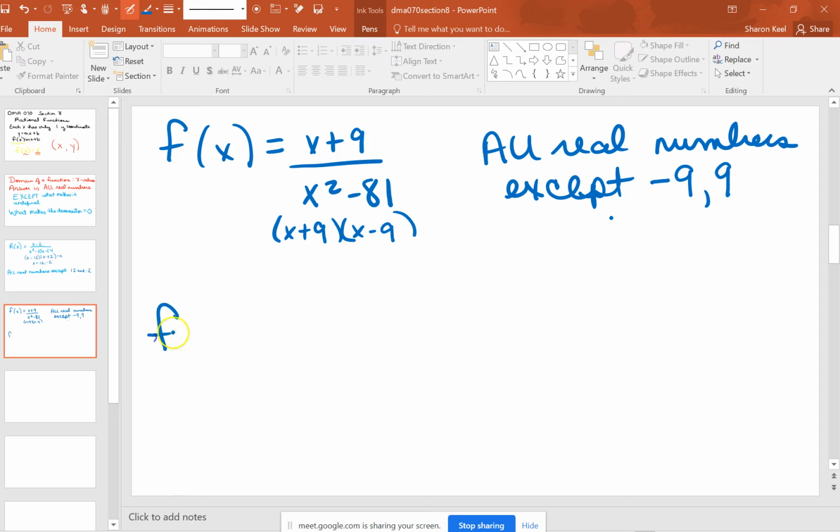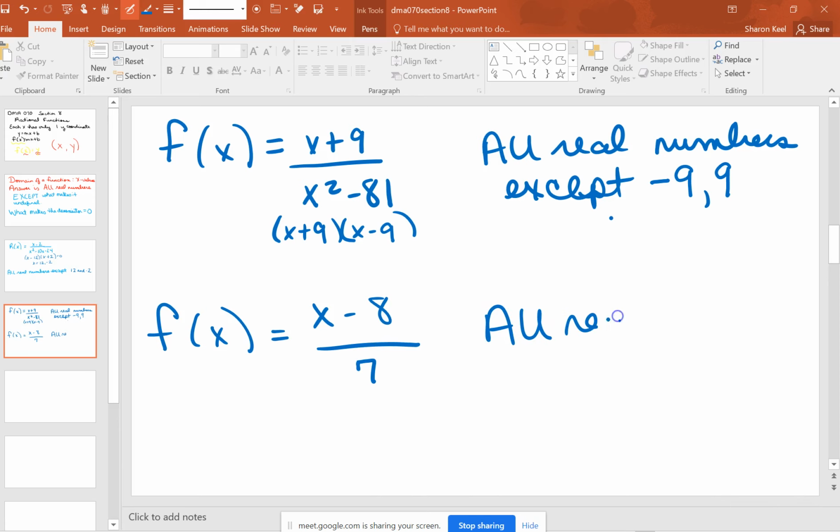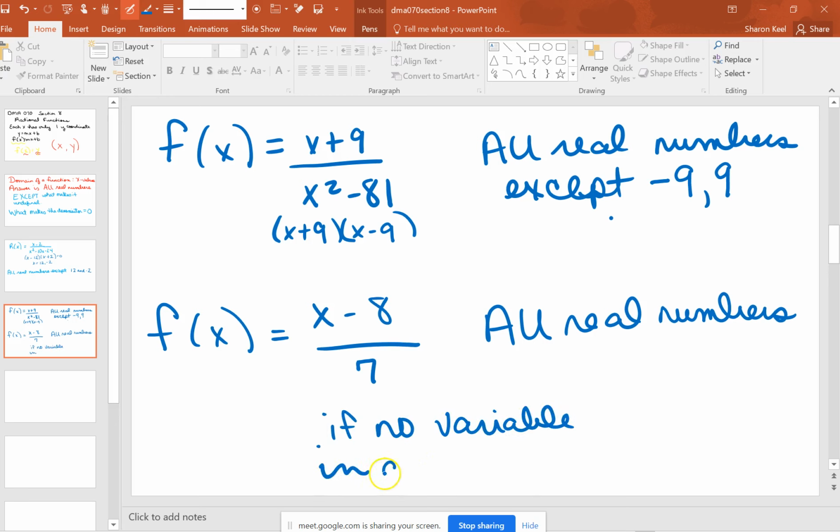If you had a function, let's say, where in the denominator there is no variable, then your solution is going to be all real numbers. There are no exceptions. So if there's no variable in the denominator, then it would just be all real numbers, and there would be no exception to that.